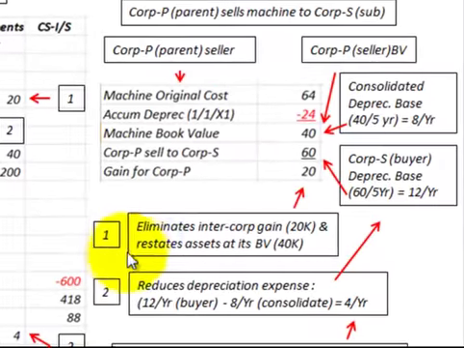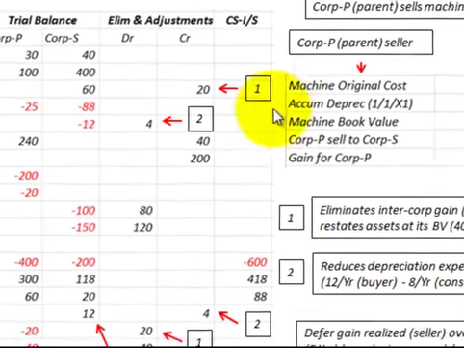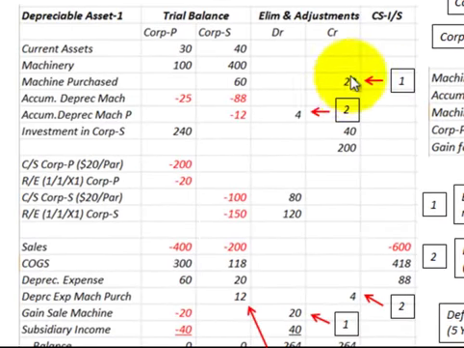Okay, and now for our eliminating entries. First, we have to eliminate this gain on the sale by Corporation P. So we go up here and we credit the machine purchased for $20,000, and then we go down here and the gain on sale, we debit that for $20,000.